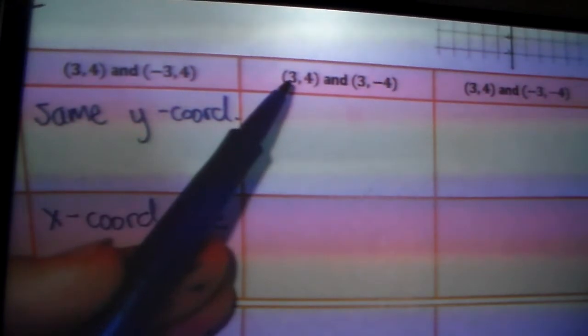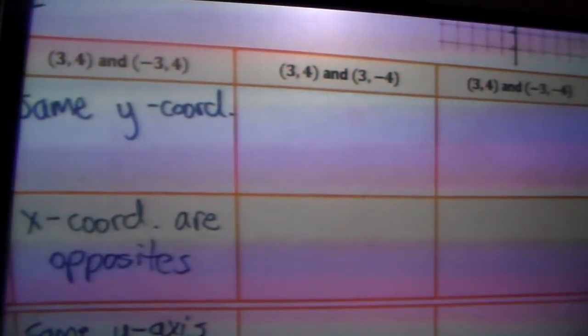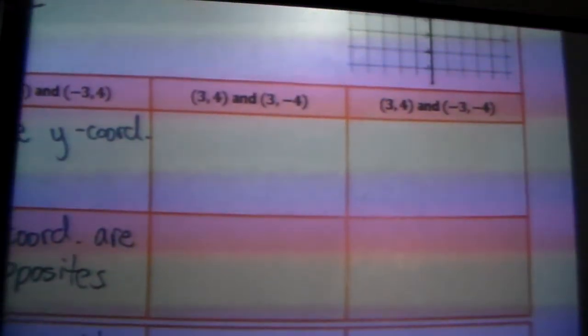What I urge you to do is try to complete this second column on your own. So plot these points and then try to describe what's going on in here. And then come back and check it after you've done that. And then try the third column and see if you can do that one as well.